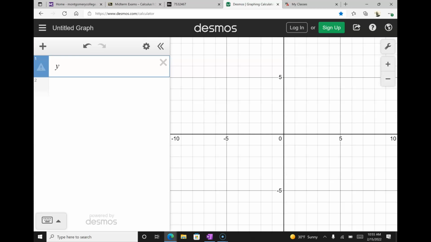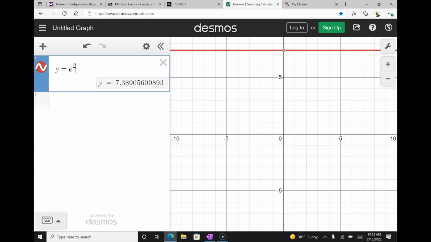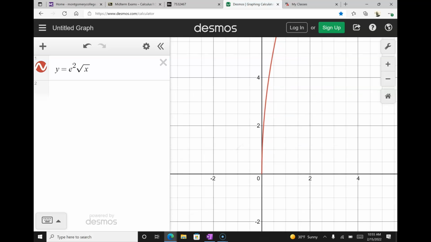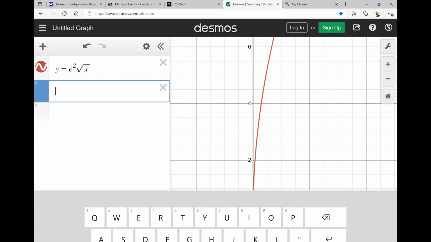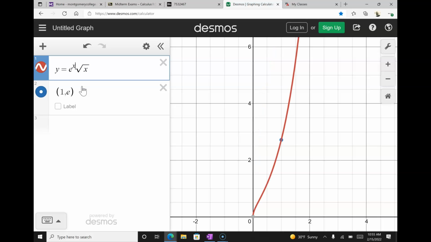So my original function, y equals e to the x times square root of x. I had the point 1 comma e. Did I? What point did I have? Oh, e to the x, not e squared. Sorry. There we go. 1 comma e. Can you see the vertical tangent at 0? Can you see how steep the hill gets there?